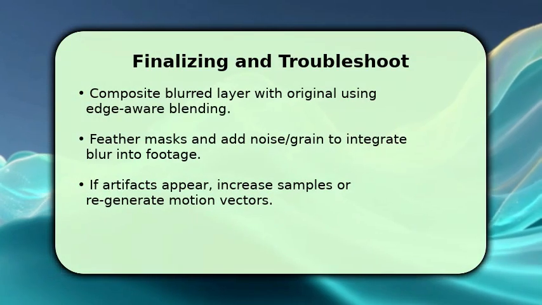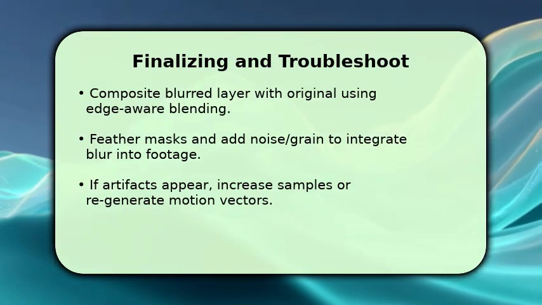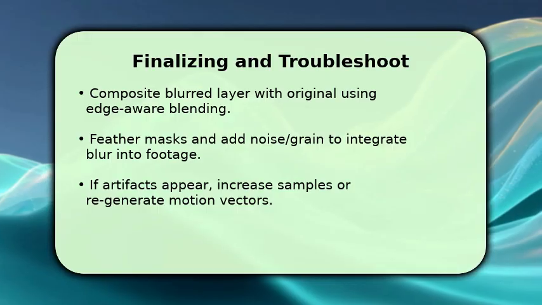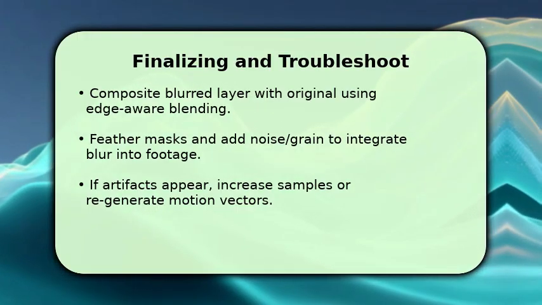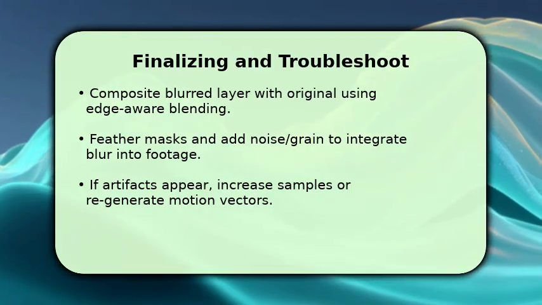Finish by compositing the blurred pass back over the original with edge-aware blending to preserve fine details and avoid soft halos. You should feather masks and add subtle grain to match sensor noise so the blur reads naturally in camera.